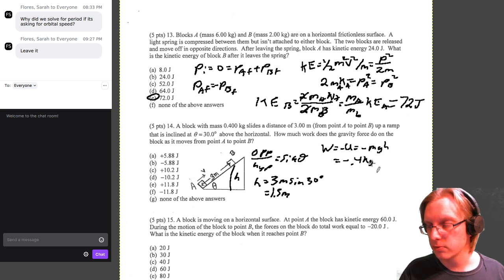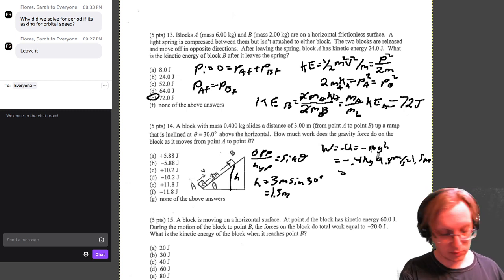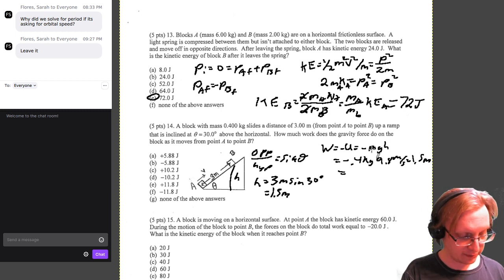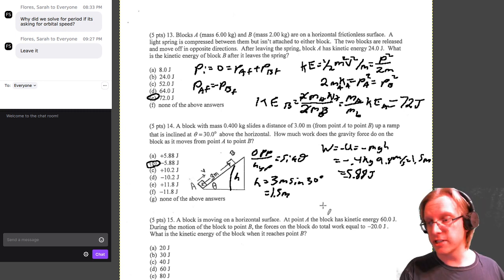Equals minus 0.4 kilos, gravity is 9.8 meters per second squared, H is 1.5 meters. 0.4 times 9.8 times 1.5 is 5.88 joules. Work was done because it slows down, so this should be negative. Don't drop the minus sign. All right. That was the easy way to do this.